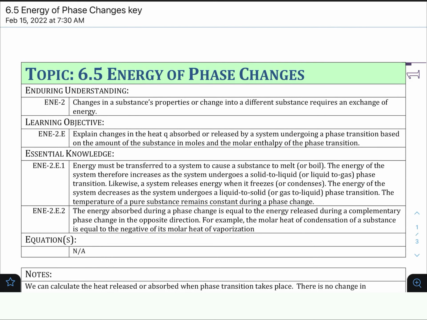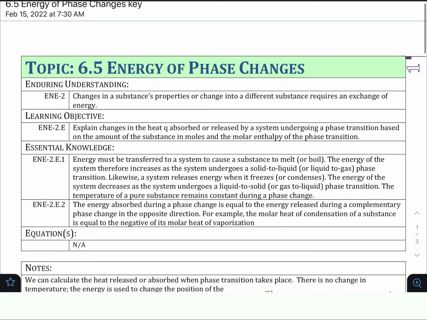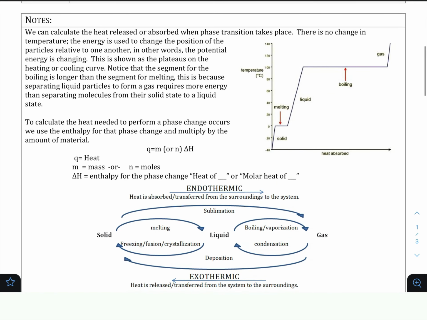All right, this is the answer key video for the topic 6.5 practice problems on the energy of phase changes. We've talked about phase changes before, when we were doing our review stuff back in first semester, but now we're really talking about the energy required, and energy is all that we've been talking about in this unit. So a couple main things here.